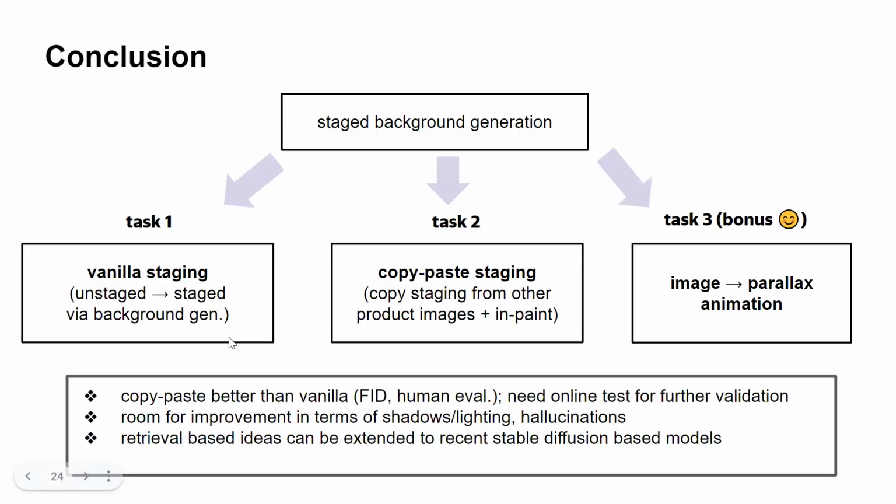With this, let's move to the conclusions. We talked about 3 tasks, and we showed that copy-paste staging is better than vanilla staging. There's room for improvement in terms of hallucinations and also in generating images which are consistent with the shadows and the lighting in the image that we copy from. And finally, although we shared results in a GAN-based setup, and recently stable diffusion models have really taken the limelight, these retrieval-based ideas can be easily extended to those setups. With this, I end my talk. Thank you for listening.